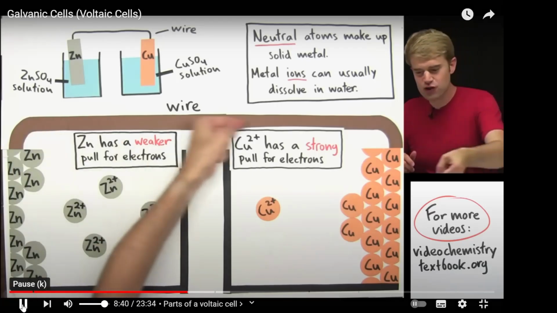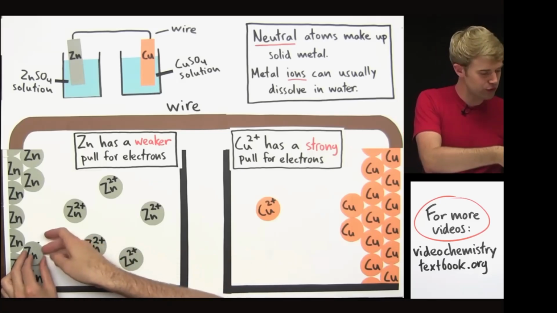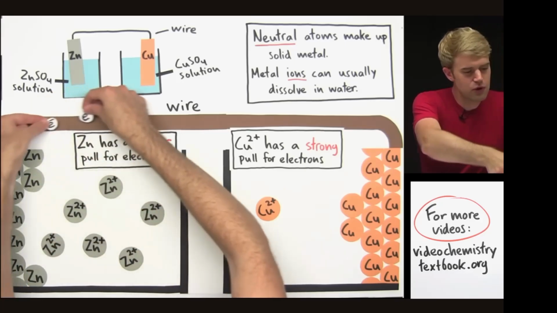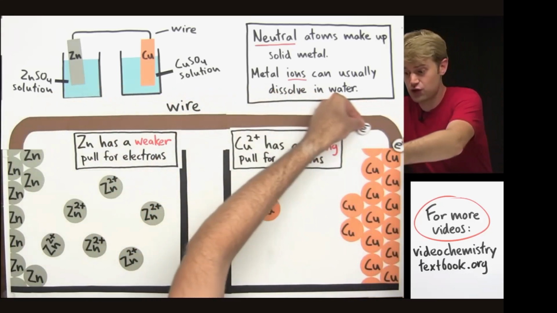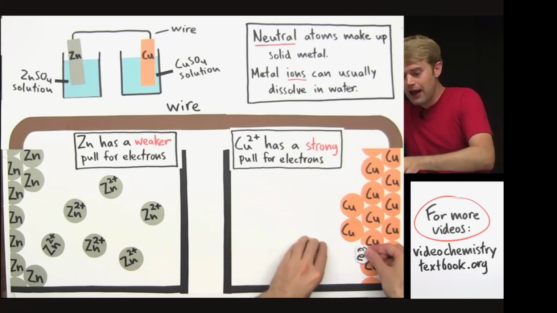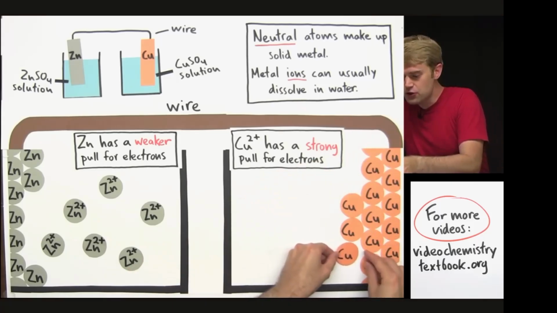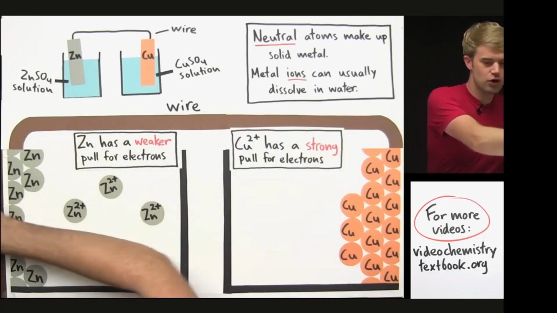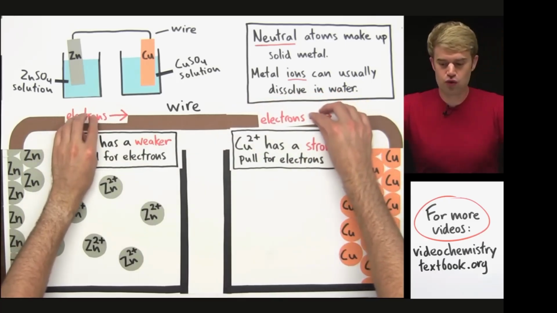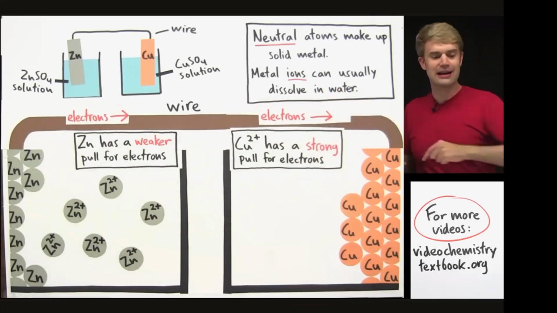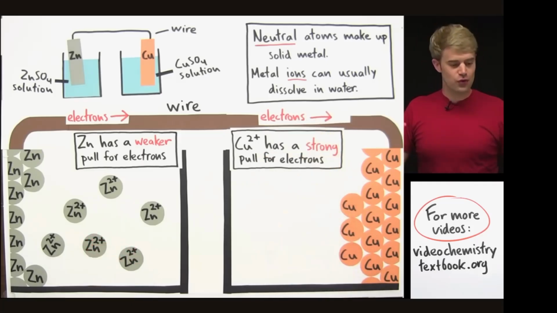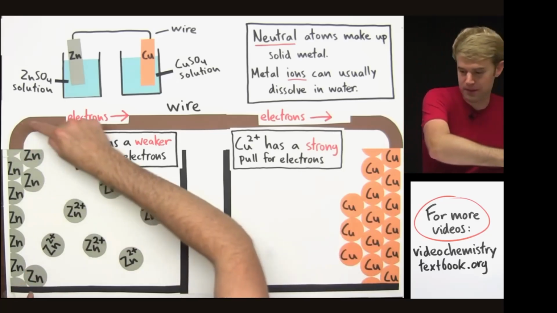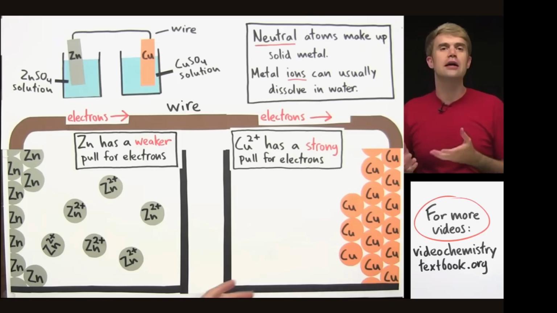So that is where this electron movement through the wire is coming from. Zinc loses these 2 electrons. They move through the wire, creating electricity. They come over here and they join up with the Cu2+, turning it into neutral copper. We have these electrons moving through the wire here, creating electricity. So that is how we get electricity, from these electrons moving from the zinc over here into the copper.